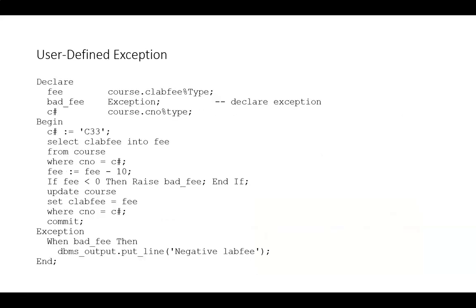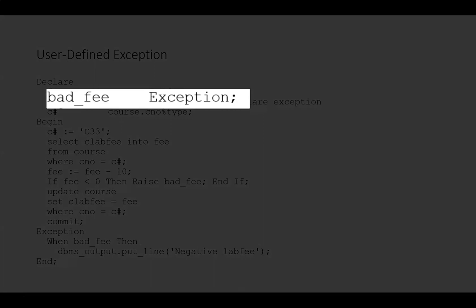Here is an example of an application with a user-defined exception. In this program, we attempt to reduce the current lab fee by $10. If the resulting lab fee becomes negative, we raise an error, as this violates a business rule. So we declare a local variable called fee and another local variable called cNumber, into which we'll retrieve values from the database. But the most important part about this program is that we're declaring something called bad fee, which has a data type of exception.